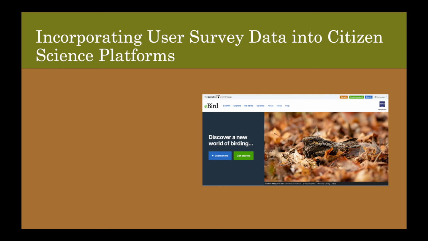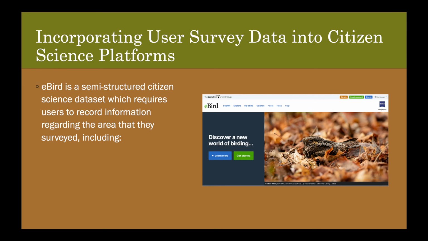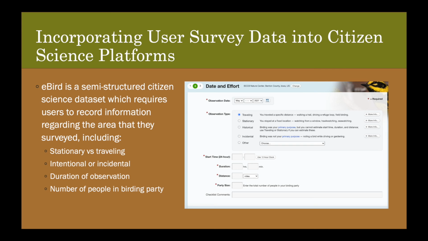Let's take a look at eBird, which is a bird monitoring app managed by the Cornell Lab of Ornithology. Like other virtual citizen science platforms, such as iNaturalist or Journey North, eBird allows users to input observational data regarding the number and species of birds that they have seen. In addition to this, eBird requires users to answer a few extra questions about their surveying process, including whether the volunteer was stationary or covering a certain area. If they were moving, it asks how far of a distance was traveled.